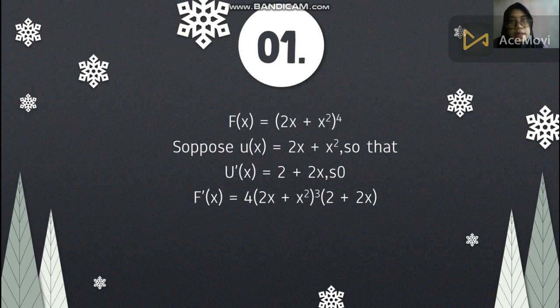Next, example number 1. f(x) = (2x plus x squared) to the power of 4. Suppose u(x) = 2x plus x squared, so that u'(x) = 2 plus 2x. So f'(x) = 4 times (2x plus x squared) cubed times (2 plus 2x).